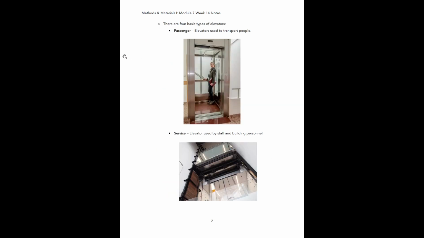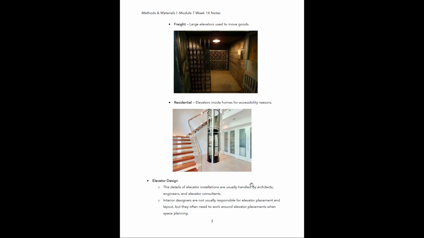So there's going to be 4 basic types of elevators. The first one is going to be the elevator that you are most familiar with in everyday life, and that is just a regular passenger elevator. And these are elevators that are used to transport people. We also have service elevators, and these are elevators that are used by staff and building personnel. So as you can see in this picture here, these are a little bit larger. They have a more specialized use case. They might not just be used only to transport people. You may also have some goods on there as well, and they also just look a little bit different.